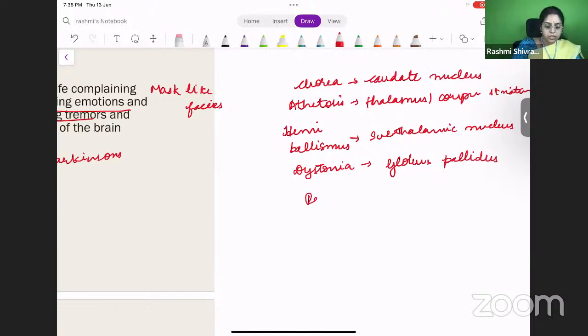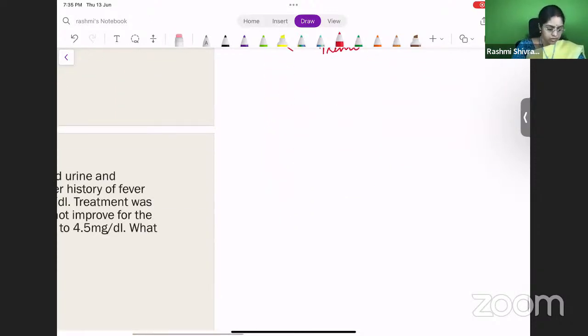When do you get these resting tremors? Parkinson's, substantia nigra. When the substantia nigra is affected, you get the resting tremors. Okay, so chorea, caudate nucleus; athetosis, thalamus or corpus striatum; hemibalismus, subthalamic nucleus; dystonia, globus pallidus; and resting tremors in substantia nigra. Okay, this is a very, very high-yield topic again. You need to remember this.